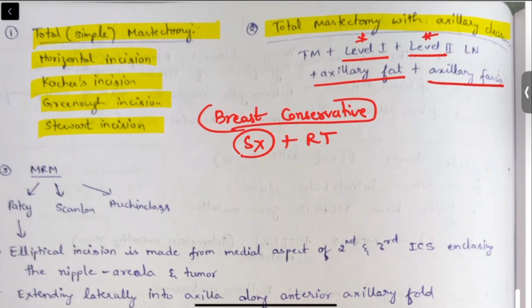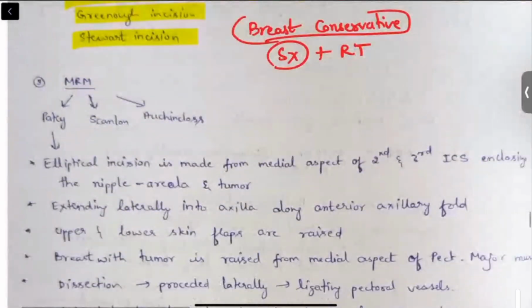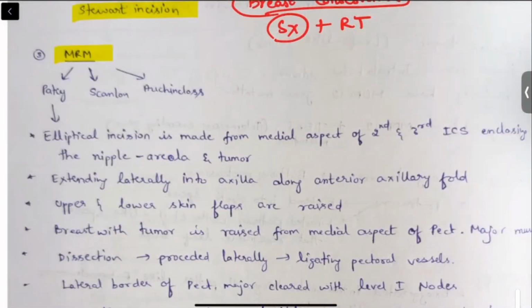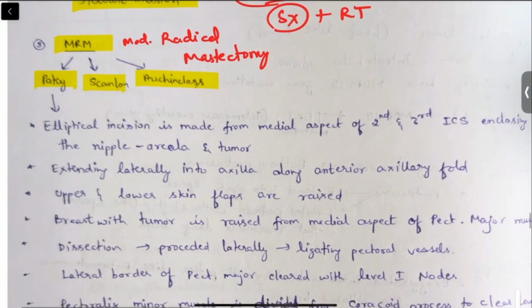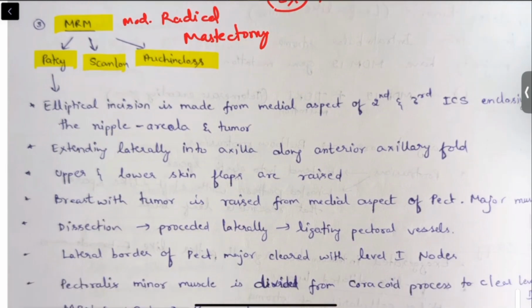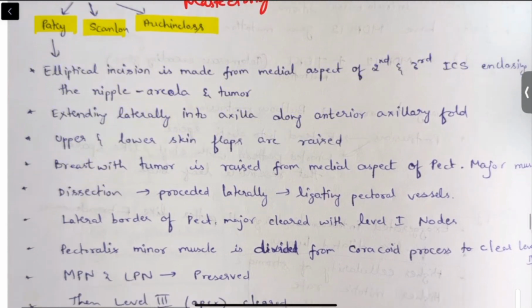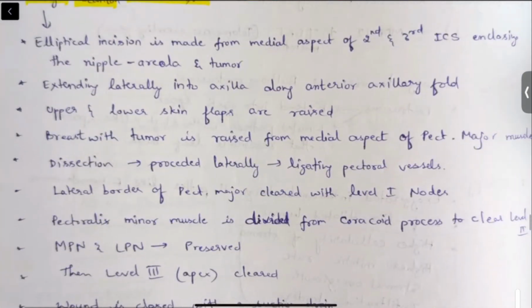Hence the name axillary clearance. Next, coming to modified radical mastectomy. This is performed most extensively in our colleges and hospitals usually. Again, there are three types: Patey's modification, Scanlon's modification, and Auchincloss modification, based on how they perform the surgery. We'll deal with it later on. So what is the procedure exactly? How do they perform this modified radical mastectomy?